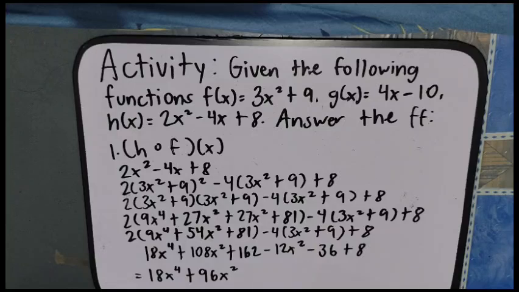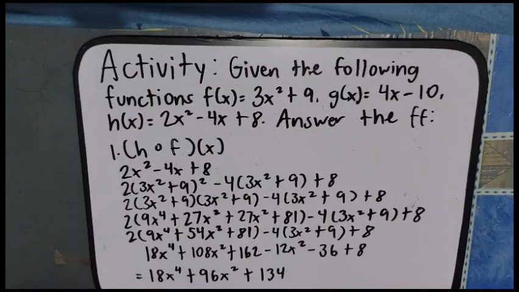So our final answer will be 18x raised to 4 plus 96x squared plus 134. That is the answer for item number 1.